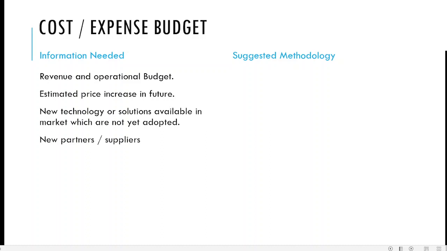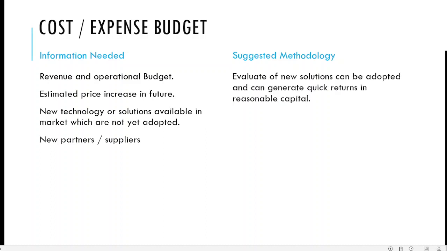the ESGs, because many businesses are now following ESG as a very serious part of business, where they are working towards environmental protection, social impact, and also the governance part of it. So what we do is we evaluate the new solutions that can be adopted and can generate quick returns in reasonable capital. So the key here is the reasonable capital.